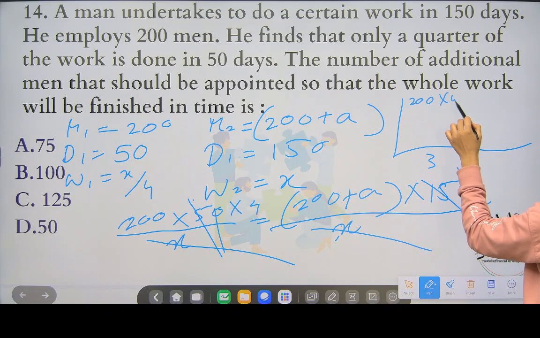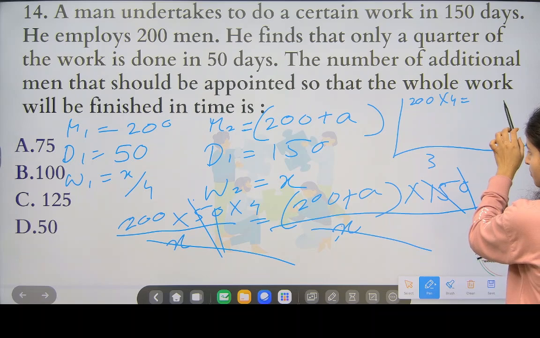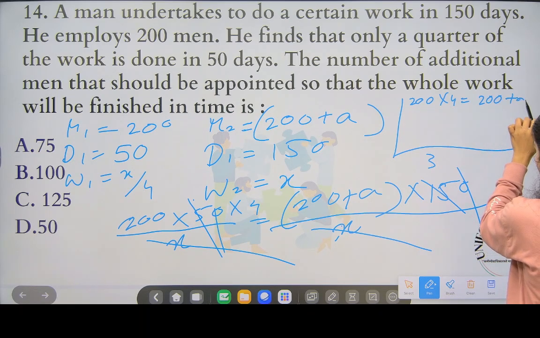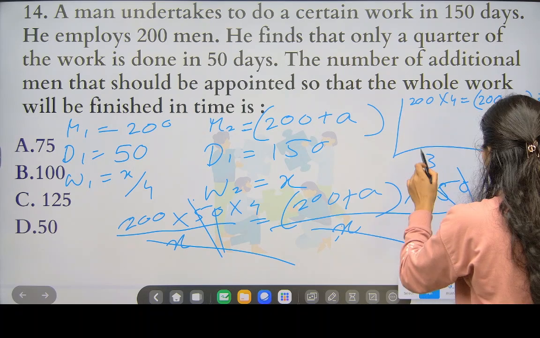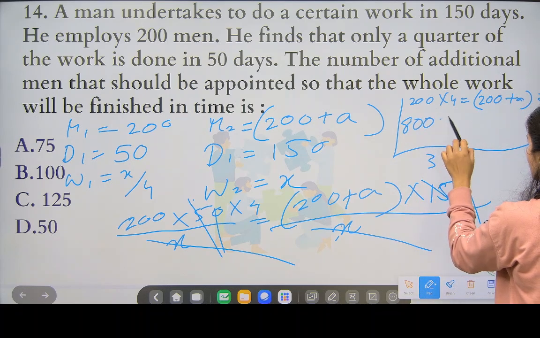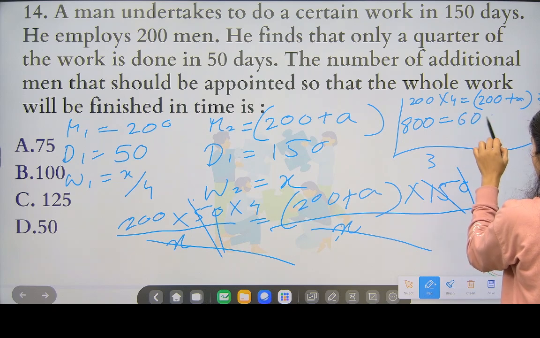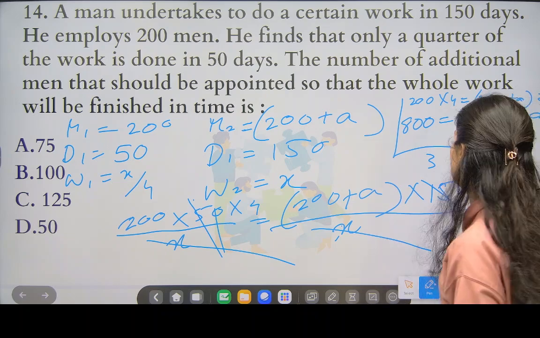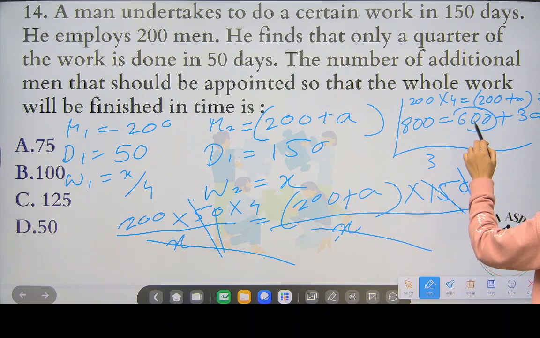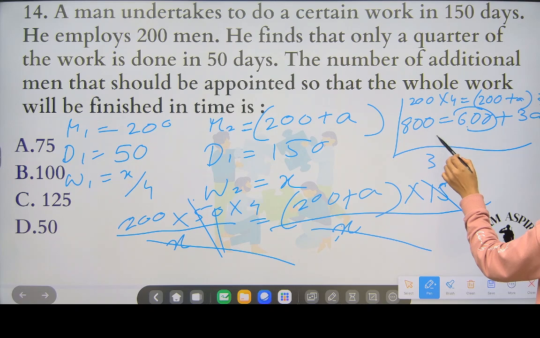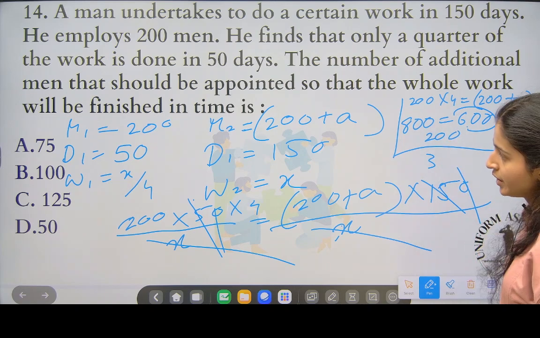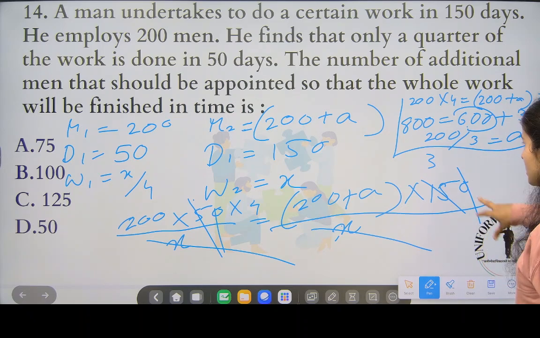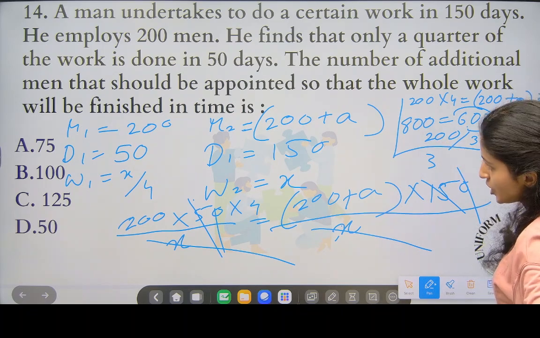200 into 4, fine, no problem, is equal to what is remaining? 200 plus A into 3, okay. 4 twos are 8, 800. 3 twos are 6, 600, upon 3, upon 3A. Now see, this is addition, after going here it is subtraction. So what will it become? 200 upon 3 is equal to A, meaning how many extra men are required? 200 upon 3 extra men are required.